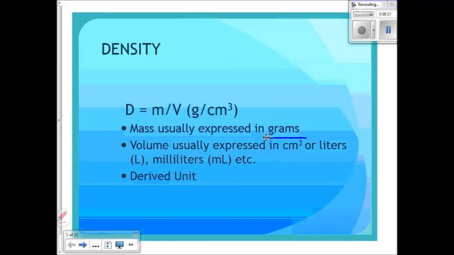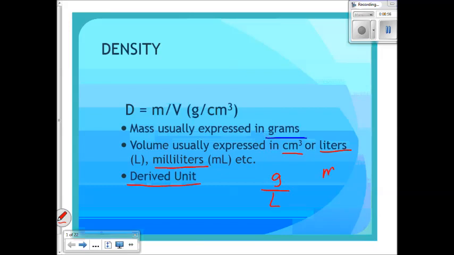Volume, you'll see variations, can be centimeters cubed, which is also known as cc's or cubic centimeters. Milliliters, 1 milliliter is the same thing as 1 cubic centimeter anyways, or liters, depending on. We call this a derived unit. It's a derived unit because it has 2 units in the unit. So it's going to be a mass over a volume.